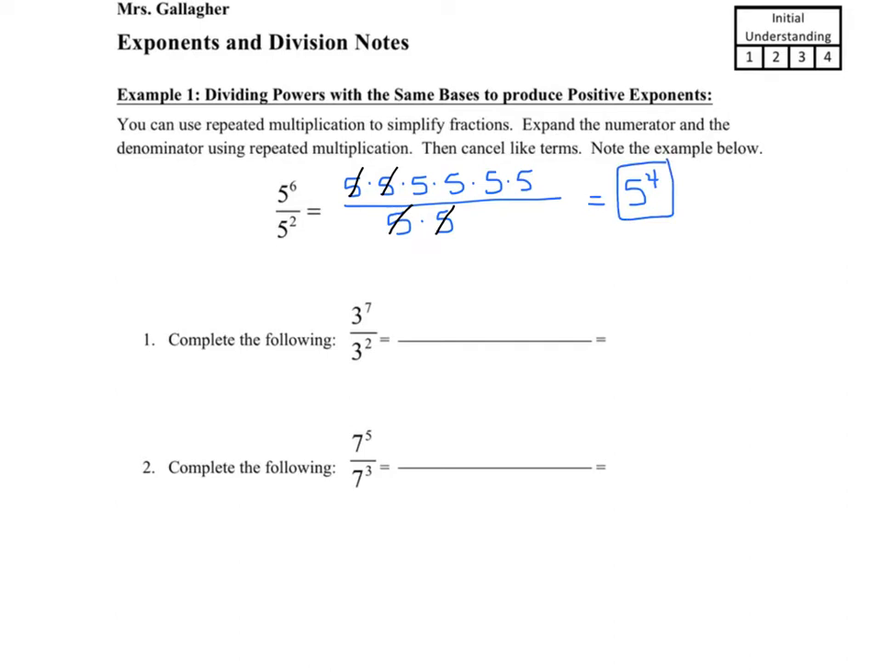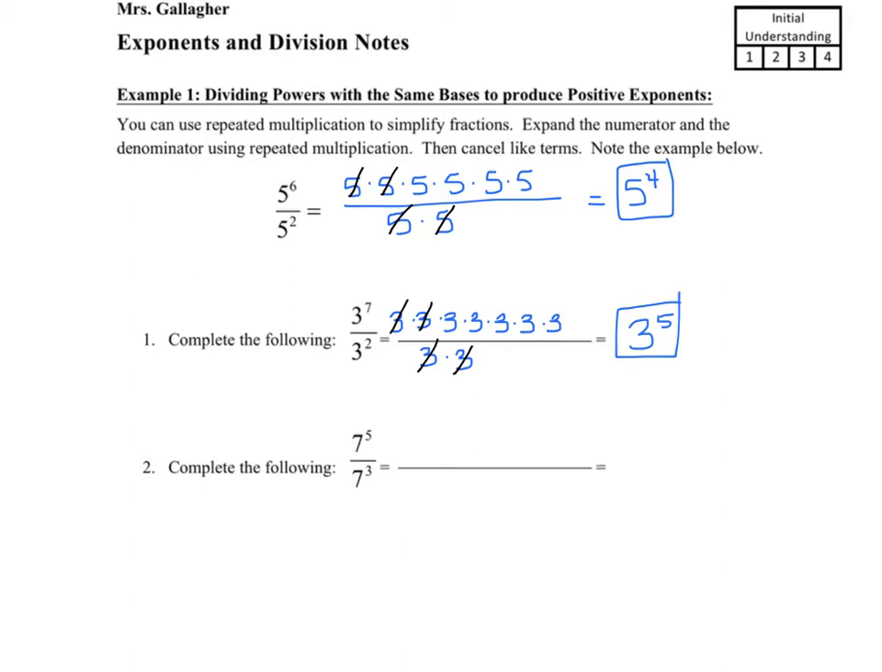Therefore, our answer is 5 to the 4th power. Let's look at the next one. Complete the following: 3 to the 7th power over 3 to the 2nd power. So let's write 3 to the 7th power. That's 3 times 3 times 3 times 3 times 3 times 3 times 3 over 3 to the 2nd, 3 times 3. And now we're going to cancel it out. So 3 over 3 because that equals 1, 3 over 3 because that equals 1. And you're going to say, what are you left with? We're left with five 3s. So your answer would be 3 to the 5th power.